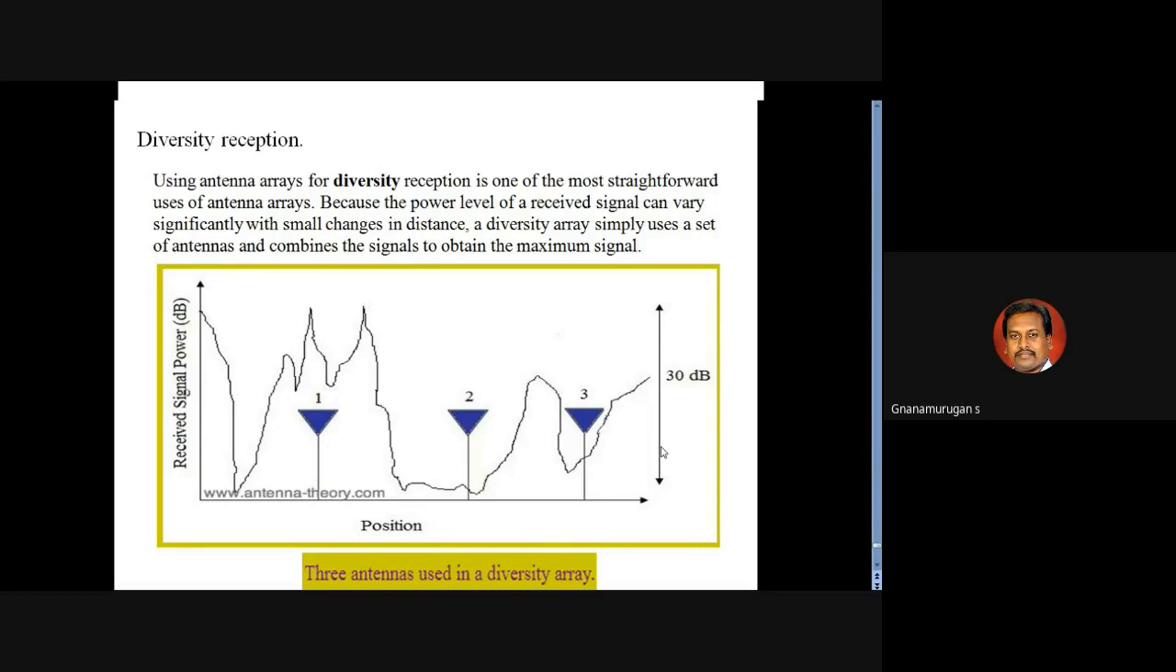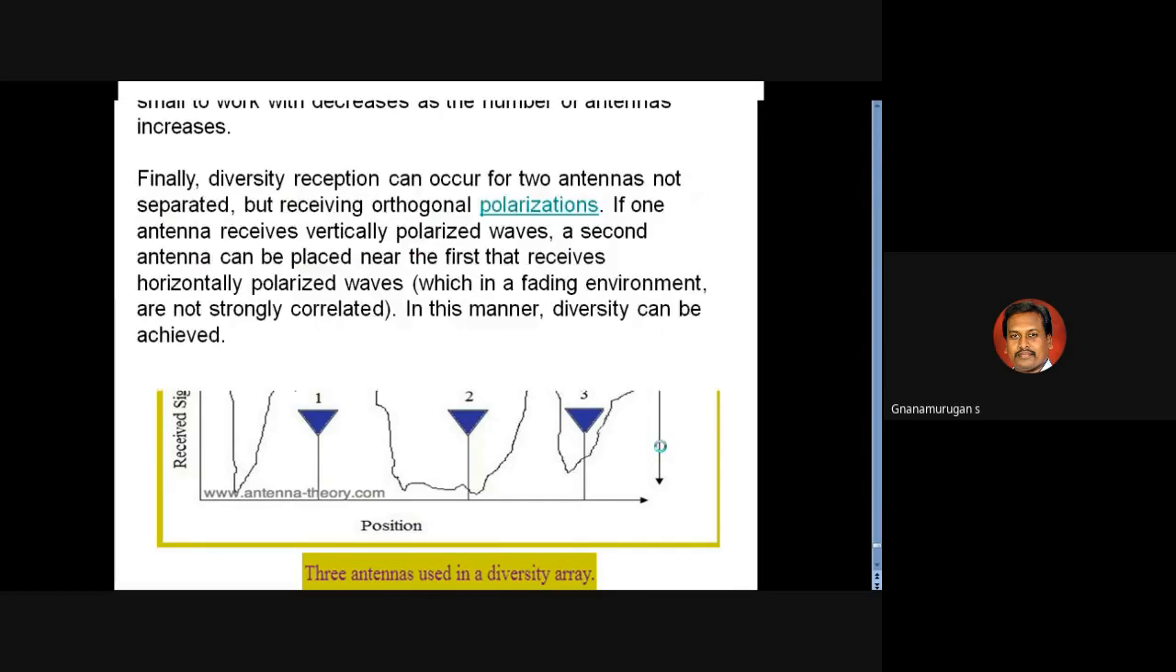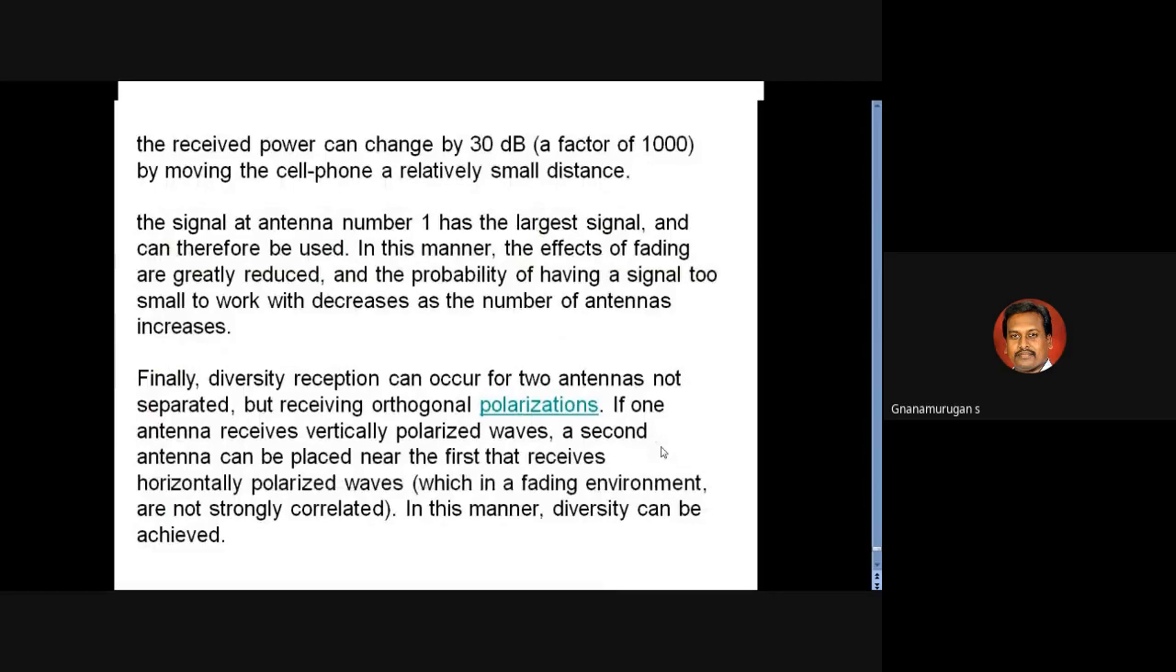So diversity reception is used in the 0 to 30 decibel range. So that is the concept of diversity reception. I already told you the explanation. So received power can change by 30 decibel by moving the cell phone a relatively small distance. For example, mobile communication.